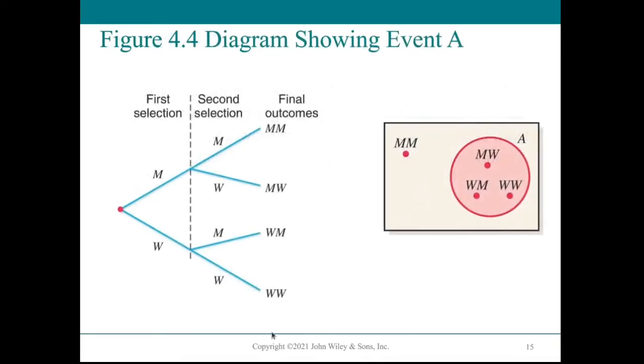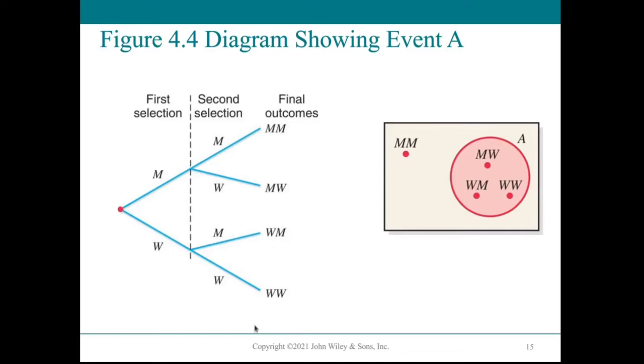We have here the four outcomes. Two men, of course, is no longer included in the requirement of at most one man. One man and one woman is included, and then one woman and one man is also included in event A. And here, two women.